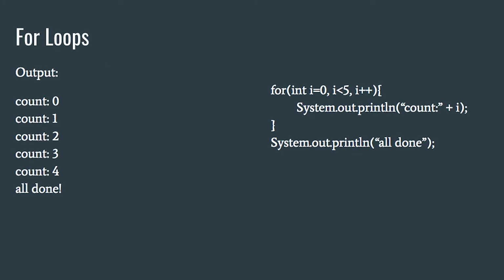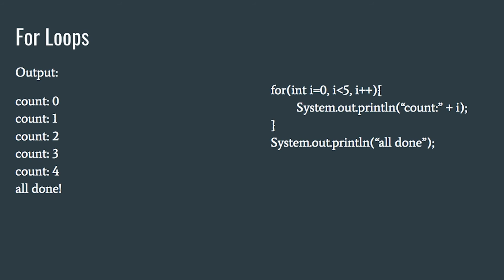Here's the answer. We'll just step through it really quickly. We start with I equals 0. 0 is less than 5, so we print count 0. Then we add 1. Count is 1. We check, is 1 less than 5? Yes, we print count 1. Add 1 to I, it is now 2. 2 is less than 5, so we print count 2, add 1 to I. 3 is less than 5, we print count 3, add 1 to I. 4 is less than 5, we print count 4, add 1 to I, it is now 5. 5 is not less than 5, we failed our test, so we exit the loop and print all done.